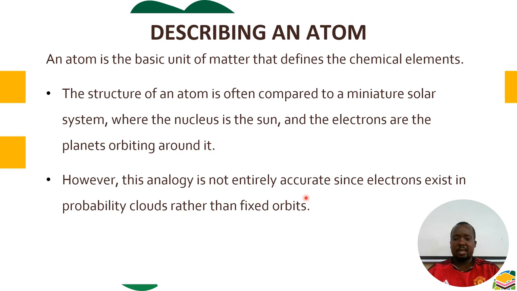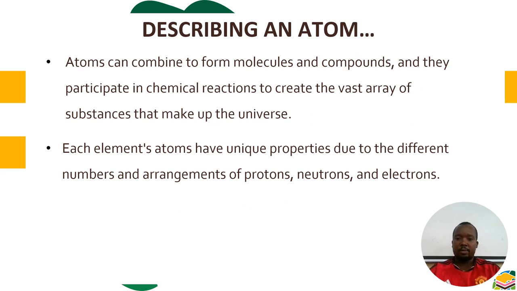But however, this analogy is not entirely accurate, since electrons exist in probability clouds rather than fixed orbits, because the electrons do exist in clouds, and these clouds are just imaginary clouds, commonly referred to as shells or energy levels. We're still describing an atom.